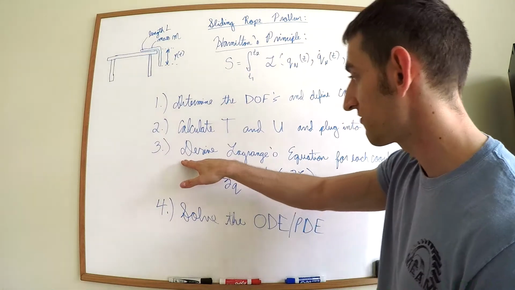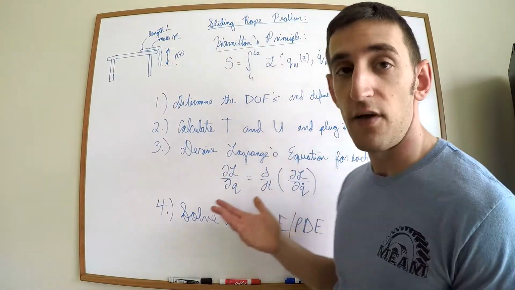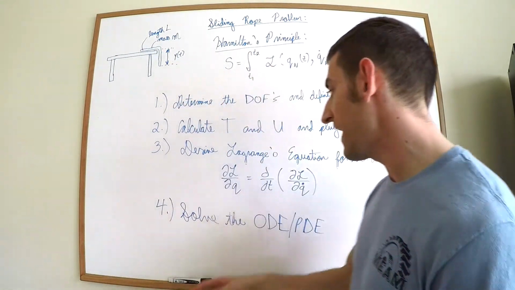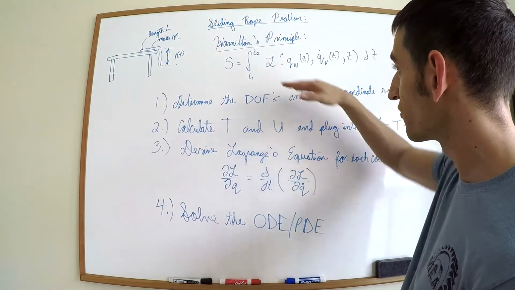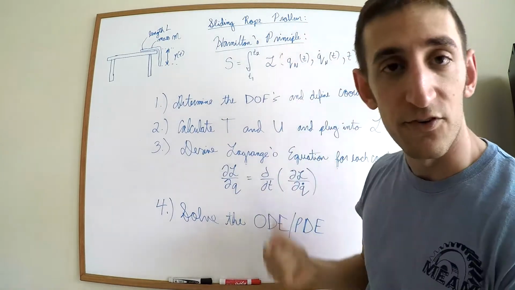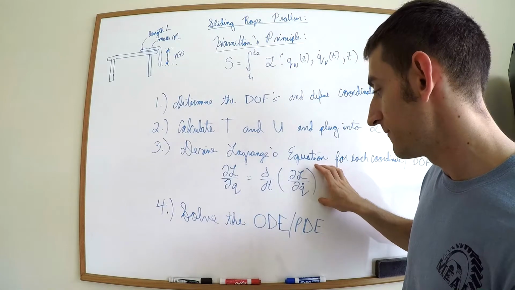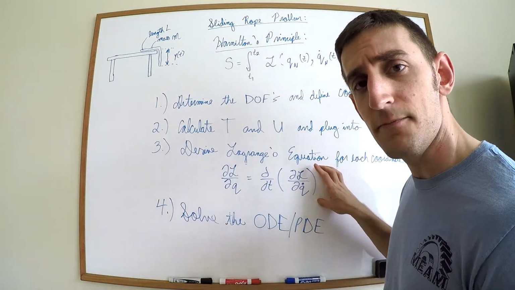What we have to do is derive the Lagrange's equation for each coordinate or degree of freedom, as follows. So for each generalized coordinate we have this equation here. This is basically the Euler-Lagrange equation, which minimizes this guy and hence allows us to apply Hamilton's principle, right? So we're going to get this for each coordinate. That's going to serve as our equation of motion, all the information we need regarding a system or any kind of object.